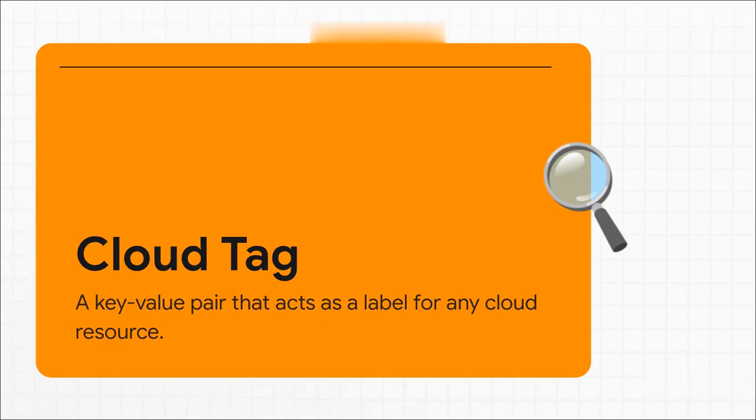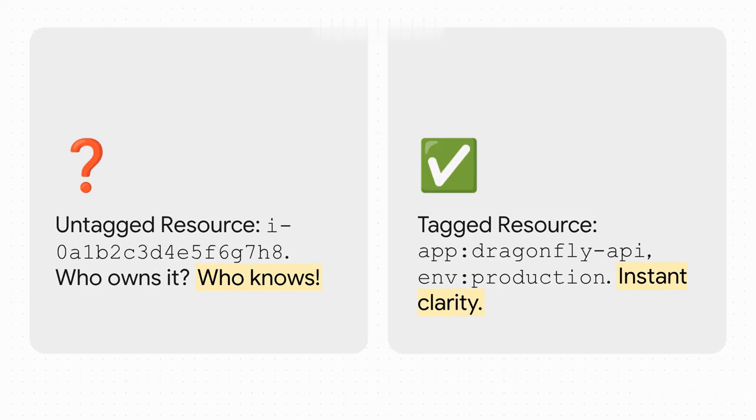Okay, so what exactly is a cloud tag? At its core, it's actually super simple. It's just a label, a key value pair that you can attach to pretty much any cloud resource, whether it's a virtual machine or a storage bucket. The best way to think of it is like a smart label that's both a price tag and a description all rolled into one. And trust me, the difference this makes is just night and day.